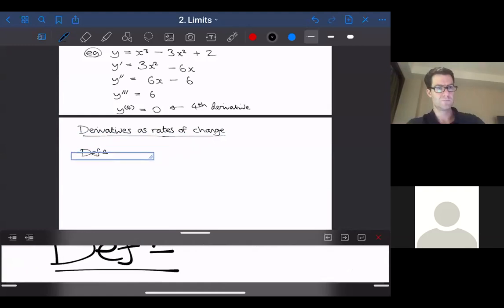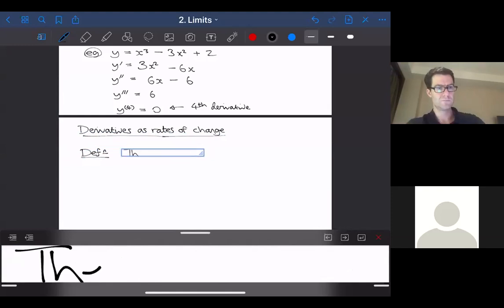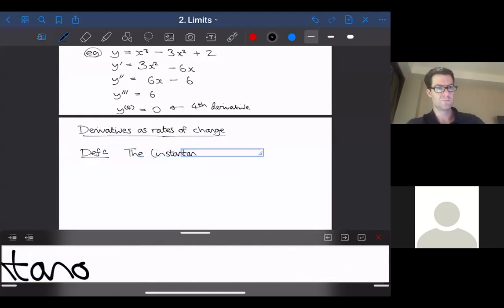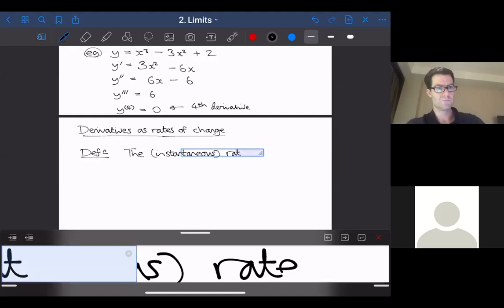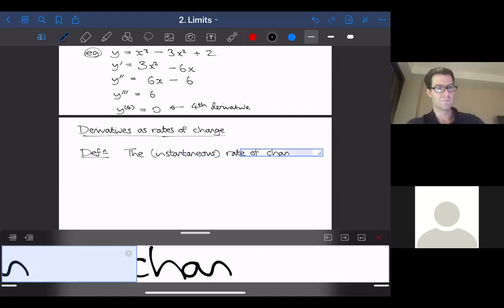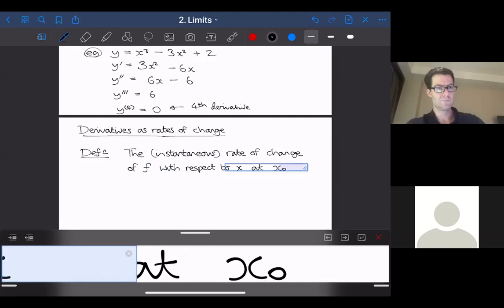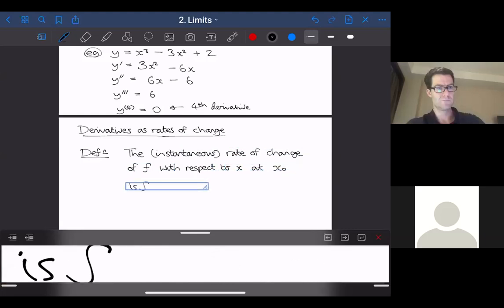So, defining a word: the rate of change, and sometimes we say the instantaneous rate of change, of a function f with respect to x at x0 is the derivative f prime of x0, if it exists.